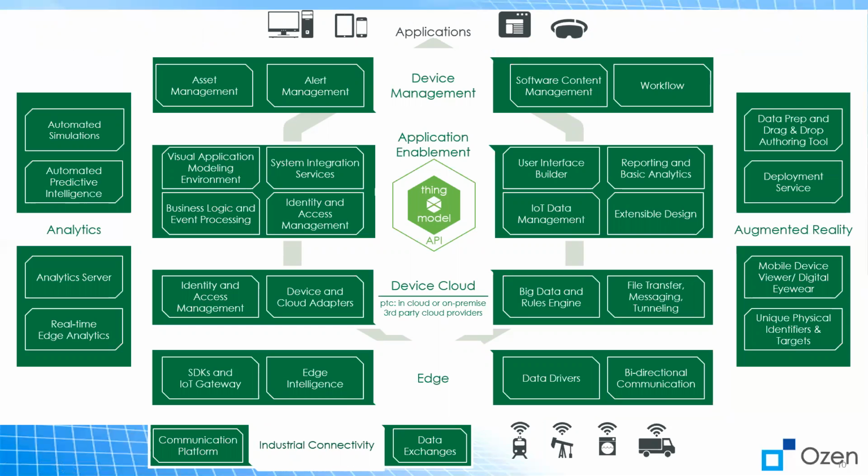For example, we have a lot more apps in this slide, as you see. We have some apps for asset management, for alert management, for software content management and workflow. We have apps for the thing model, which is the cornerstone, as I mentioned, which has data management and also system integration services, etc. We have devices which are mostly in charge of cloud deployment, which are in charge of big data and rules engine and file transfer and messaging and tuning and etc.